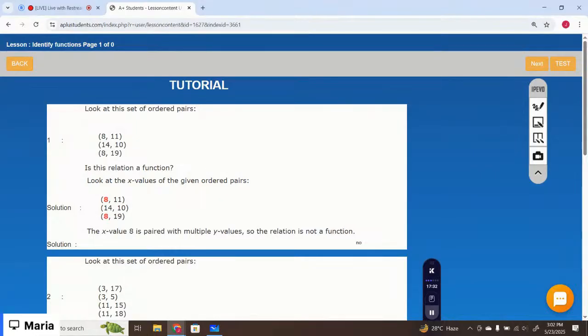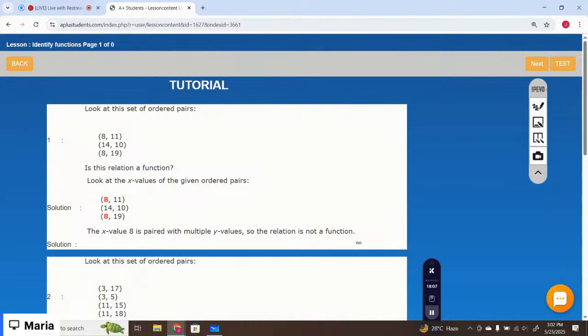Look at the set of ordered pairs (8, 11), (14, 10), and (8, 19). Is the relation a function? The correct option is no, because the x value 8 is paired with multiple values of y. So the relation is not a function. For a function, each x value maps to only one y value, right? So that is not a function.